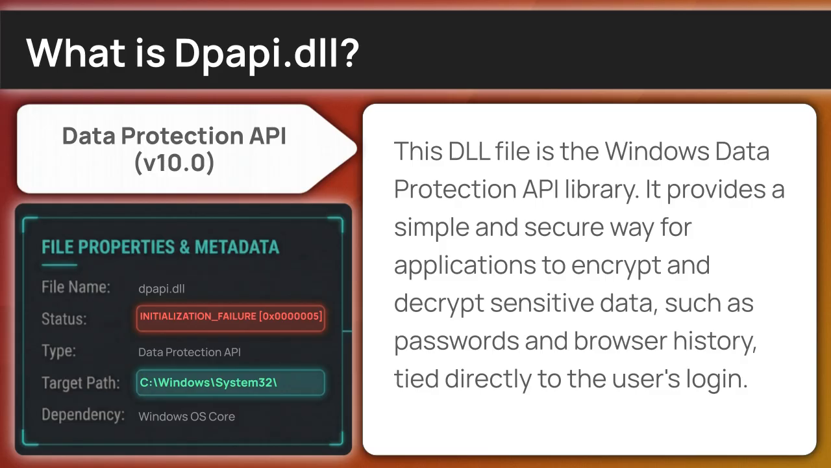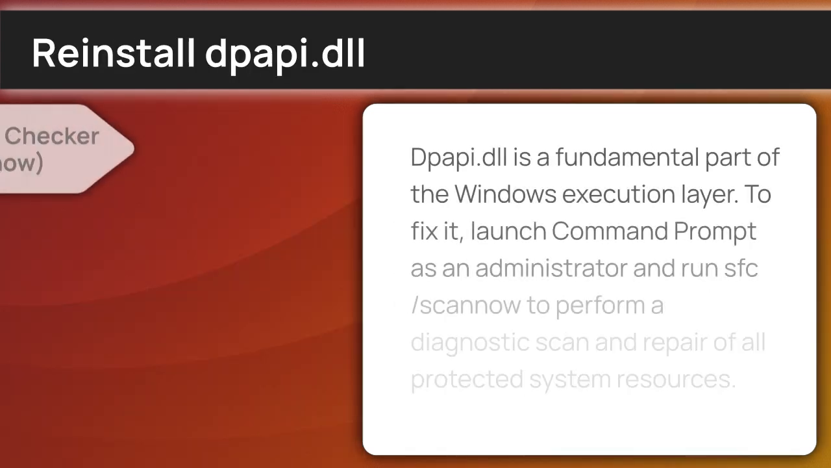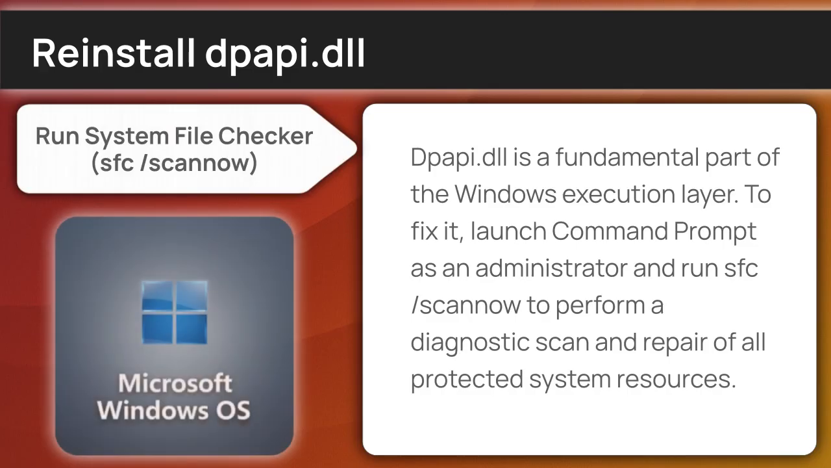Since we've identified what's missing, let's try the official recovery method. The Dpapi module DLL belongs to the Windows System Core. Running sfc /scannow from an elevated command prompt will scan for corruption and replace missing or damaged versions automatically.